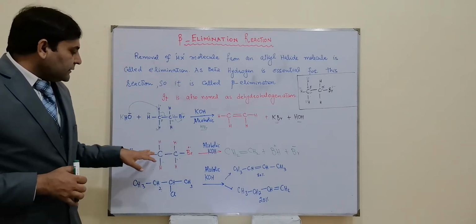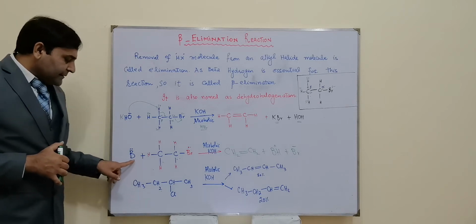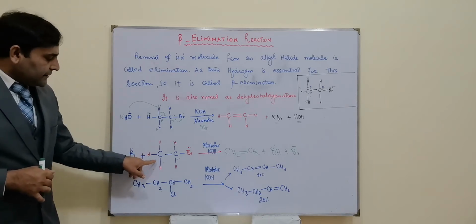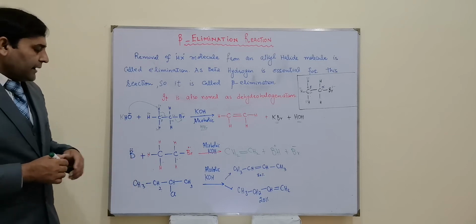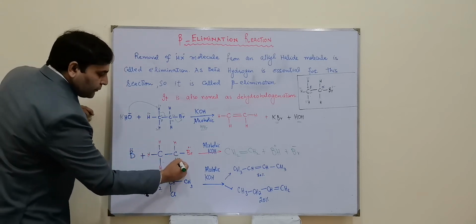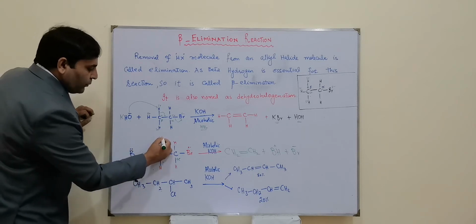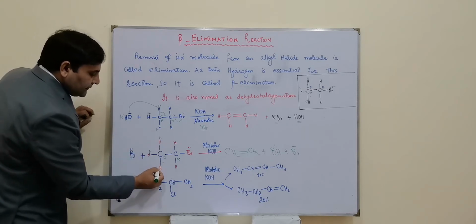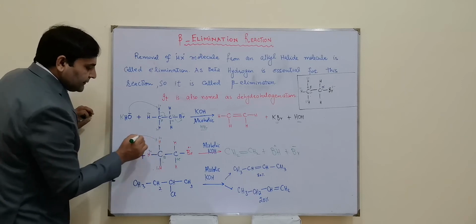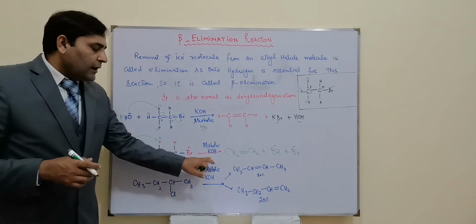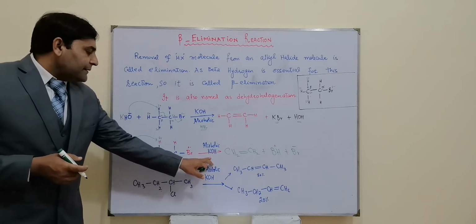Likewise, we can also quote another example. In this example, you will see this base attacks these beta hydrogens. This is our alpha carbon and this is our beta carbon. All these hydrogens get more partially positive. As a result, base attacks this hydrogen. Base becomes very bulky as a result of alcohol. Alcohol makes it very bulky.